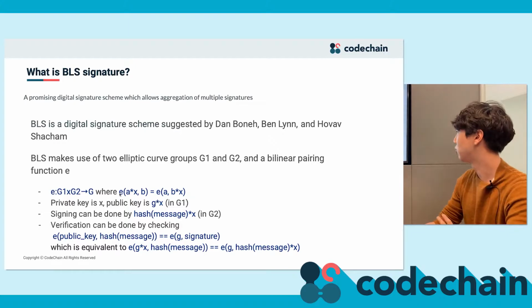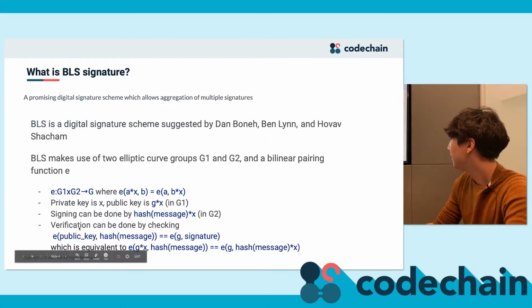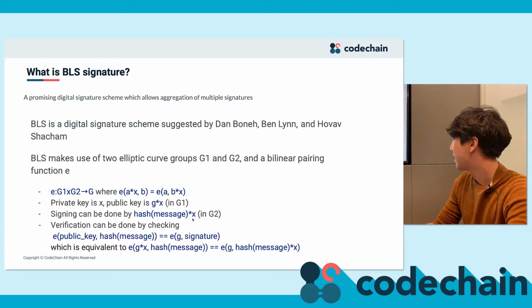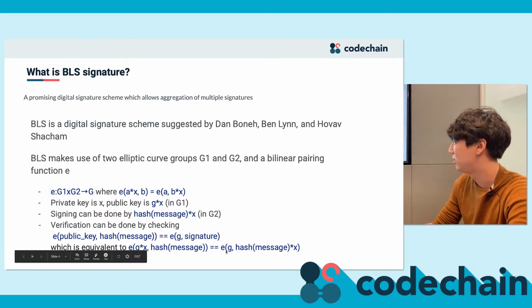So let's assume that the private key is x. Then the public key is given as g multiplied by x, where g is a generator in the group G1. Signing can be done by just multiplying the hash of the message by x. Then verification can simply be done by checking this formula, because this is equivalent to e(g, h) multiplied by x, and we already stated this property.